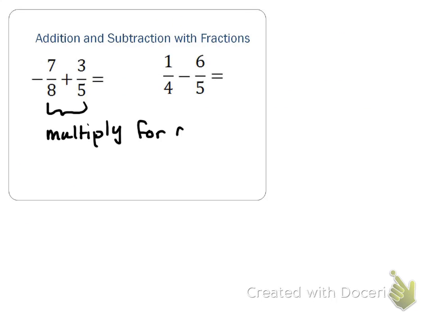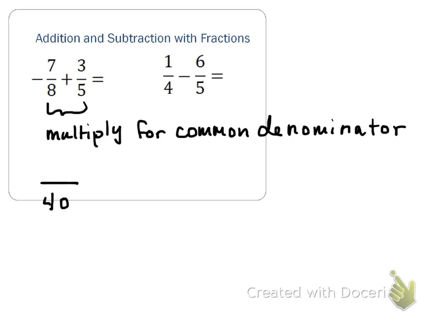Okay, addition and subtraction with fractions. With addition and subtraction, you have to have the same bottom number or bottom denominator. You cannot add these fractions together as is. So to get a common denominator, we're going to multiply the two bottom ones together. So we have 8 times 5, which gives us 40.